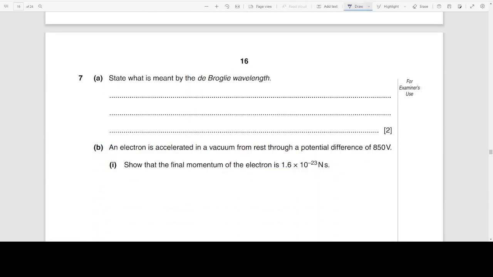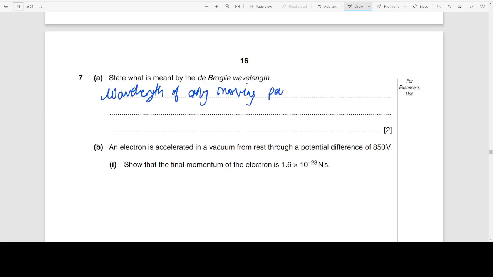Now comes the quantum physics chapter. Say what is meant by de Broglie wavelength. So de Broglie wavelength is just the wavelength of any particle, of any moving particle. I'm not sure why it is of 2 marks, but maybe because it has to be a particle which is moving.